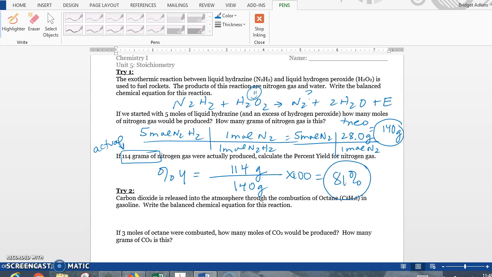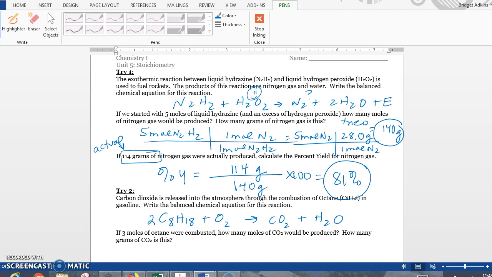All right, on this second one, it says carbon dioxide is released into the atmosphere when you burn C8H18. So you guys are experts now in writing combustion reactions. So we need oxygen, it's going to produce CO2 and water. We're going to balance it alphabetically. We end up with an odd number of oxygens, and there's no way for that to be odd, so I'm just going to go ahead and double it.